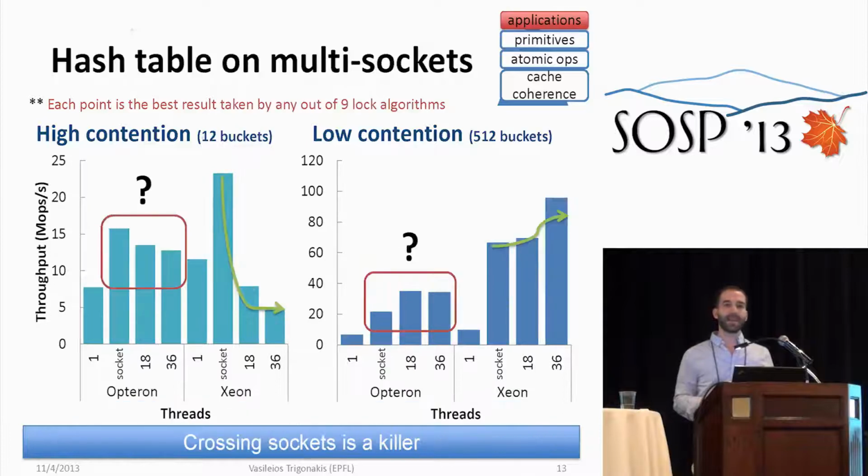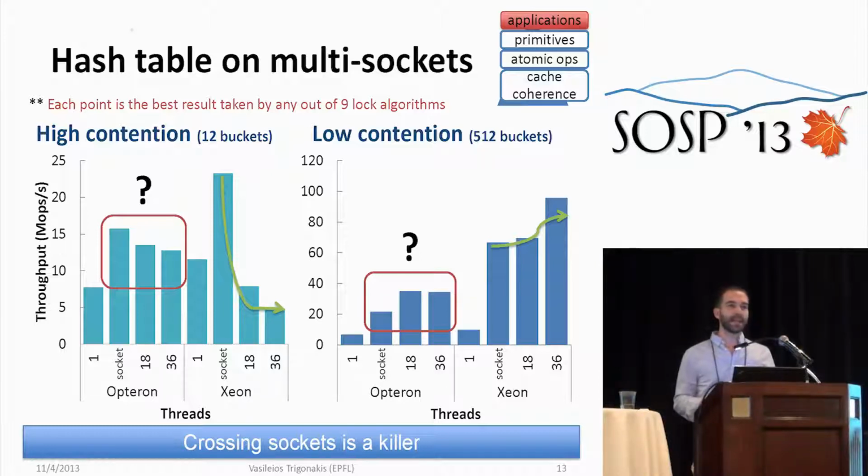So let's move on to the application layer, and more precisely, a concurrent hash table. Our hash table is a pretty standard concurrent hash table with per-bucket locking, and the experiment that I will present here contains 20% update operations and 80% read-only operations.